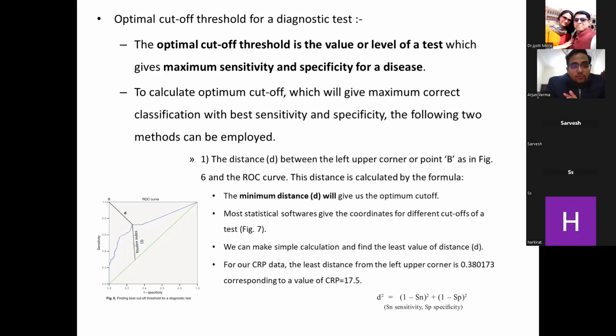Now, what we need to find out is the cutoff for the test, to call it positive or to call it negative. For that, the first method is the D method. So what is D?